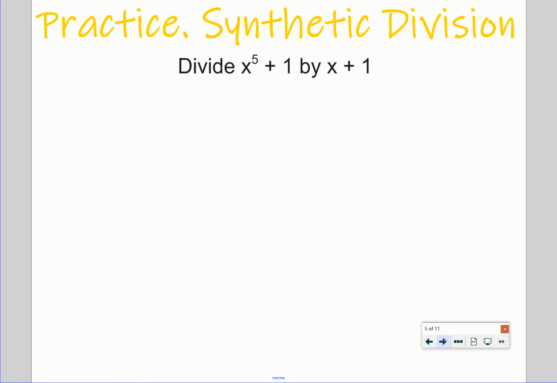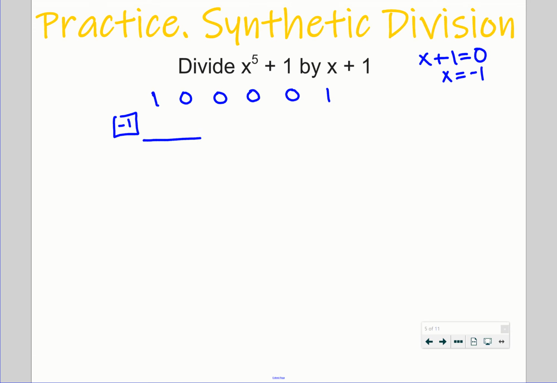Okay, here's one for you to try. Be very careful with the zeros here. You're going to need a lot of zeros to account for the powers that are missing. Okay, so 1x to the 5th, 0x to the 4th, 0x to the 3rd, 0x squared, 0x, and a 1. And if I set x plus 1 equal to 0, I get x equals -1. That's going to go in the box.